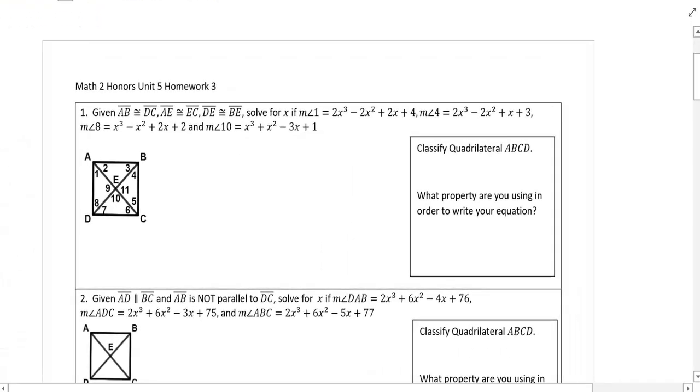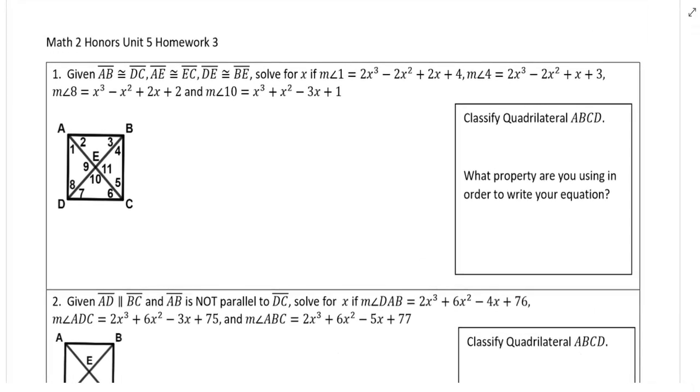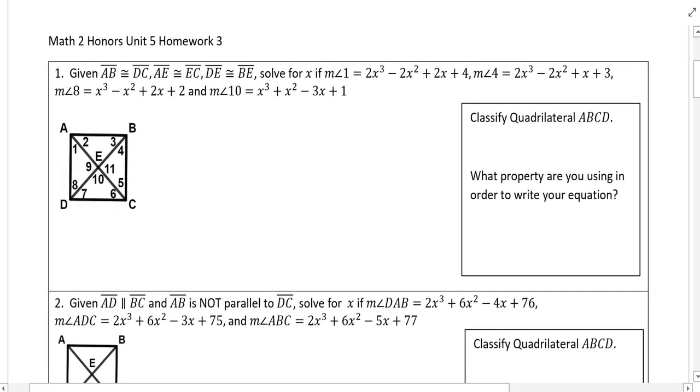We're going to go over the Unit 5 Homework 3, the odd problems. Starting with number 1.